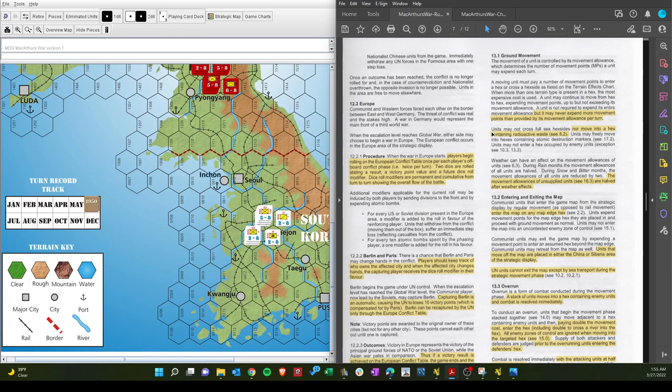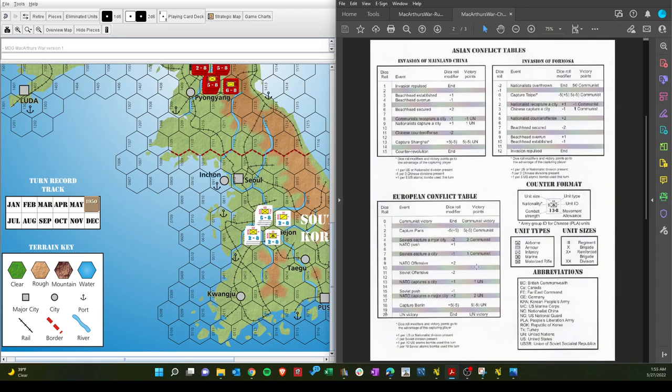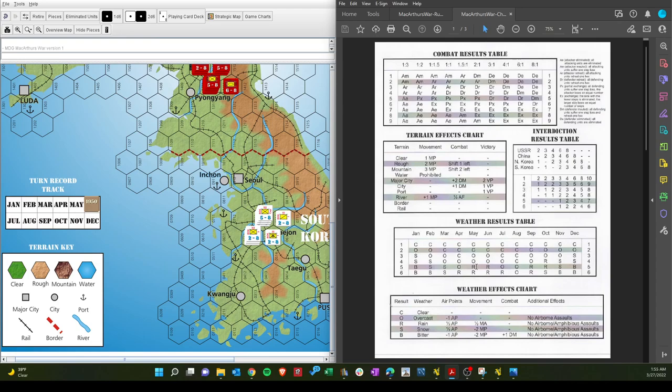Movement, pretty standard. Can't move into radioactive hexes, and there is a terrain effects chart, as expected. Terrain effects: clear, one; rough, 2 MP with a shift; mountain, 2 shift with a 3; can't go in water. Major city, plus 2 DRM, 2 VP; city, plus 1 to the die roll, 1 VP; port symbols, 1 VP. A river, if you're attacking across it, 1 half, plus 1 to cross. Pretty standard.